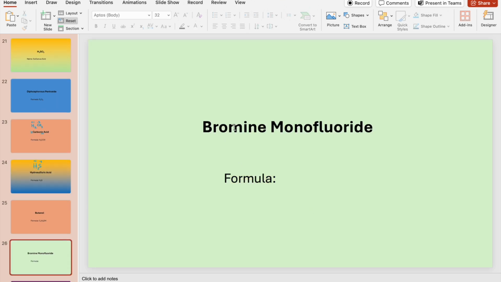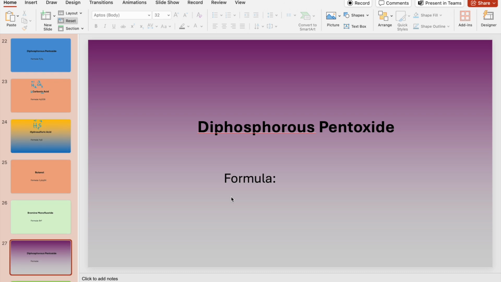Okay, next. Bromine monofluoride. This is actually covalent, and it does exist. People don't realize that. Bromine is Br. Mono means 1, so BrF. Done. That is, in fact, real. Diphosphorus pentoxide. Didn't I do that? I think I did this one. Anyway, diphosphorus is P2. Pent is 5, so P2O5. It's good review. Okay, almost done here.